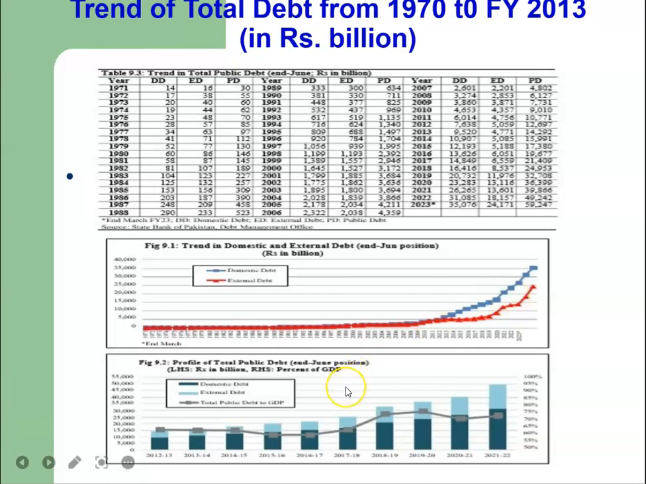Here in the lower diagram, we can see the profile of the total public debt, and the left hand side shows rupees in billion, where the right hand side shows as percent of GDP. So the total public debt constitutes more than 70% of the GDP. So this is very alarming. Pakistan is caught up in a very vicious circle of total public debt, which also includes domestic debt as well as the external debt.